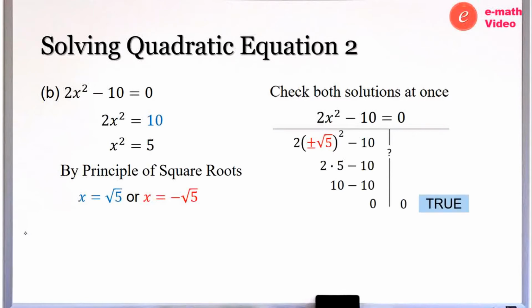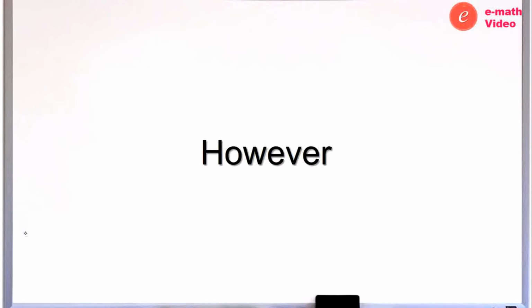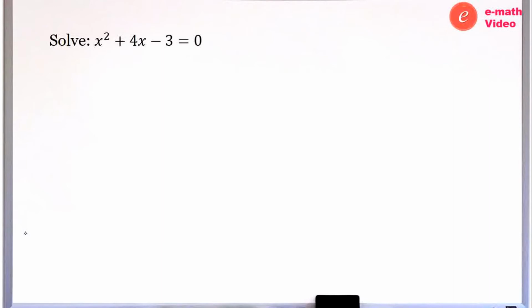Well, this time we will do it graphically. Graph of f(x) equals the standard form of the equation. The zeros of the function are positive square root 5 and negative square root 5. Perfect. However, not every time we can factor or take square root so easily. For example, it's very complicated for us to factor x squared plus 4x minus 3.